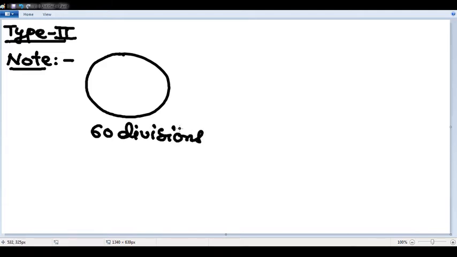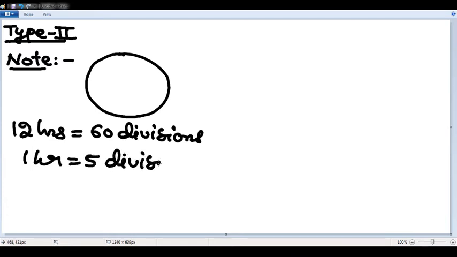Total there are 60 divisions in a clock, and total there are 12 hours by default. 1 hour is nothing but 5 divisions. In 1 hour, our hand will travel 5 divisions.